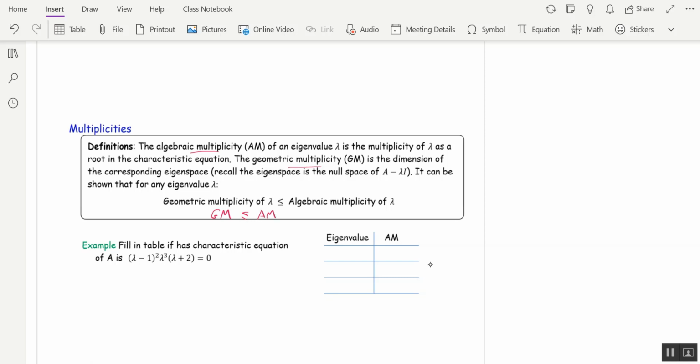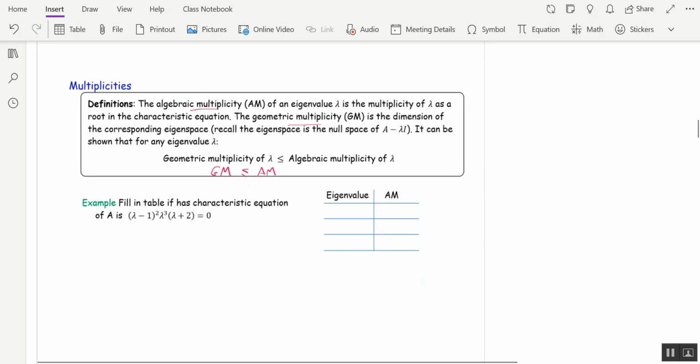So let's just look at AMs. Suppose I've got a matrix A and its characteristic equation is given here. Let's write down the eigenvalues and their algebraic multiplicities. So the eigenvalues are the roots of that characteristic equation: 1, 0, and negative 2. The algebraic multiplicity is the exponent over each factor. Here's an exponent 1, you're just not seeing it. So this is 2, 3, 1.